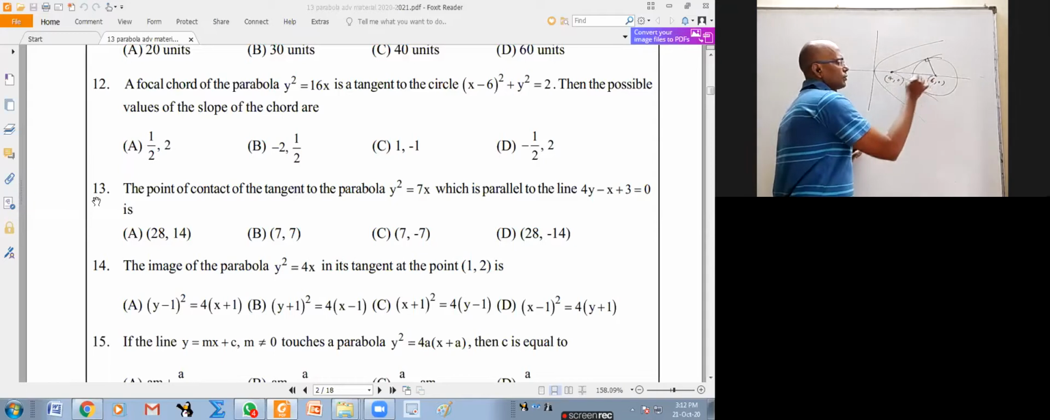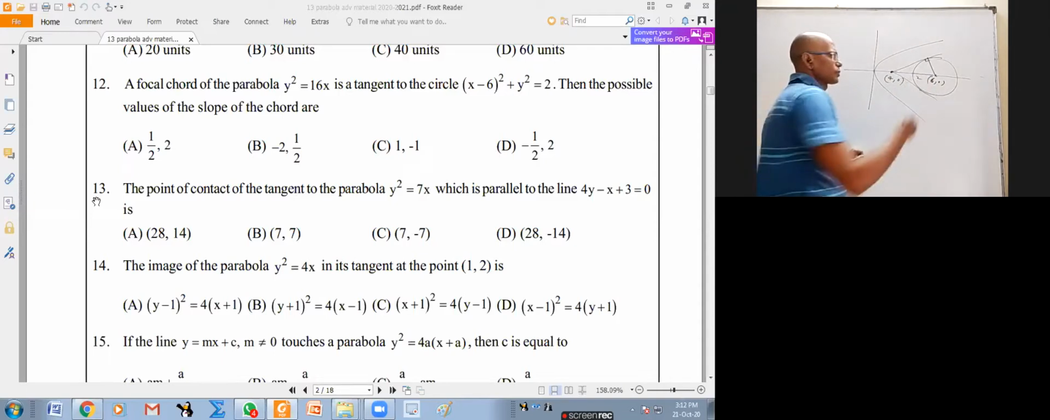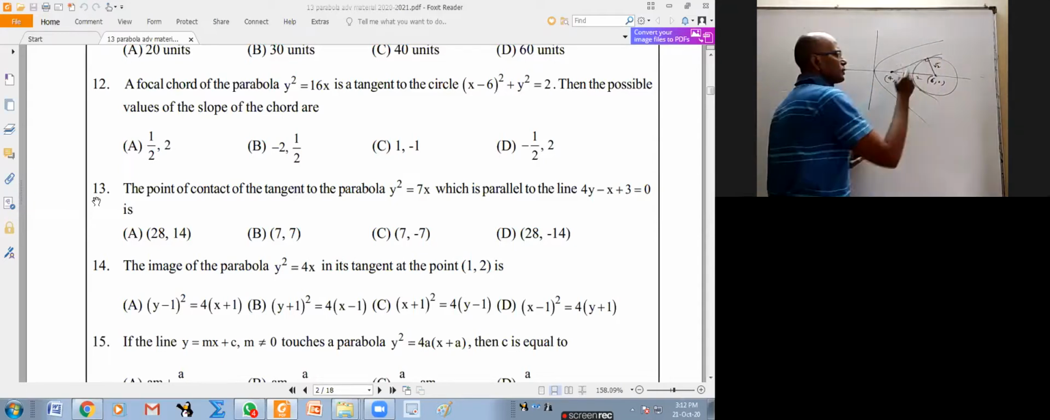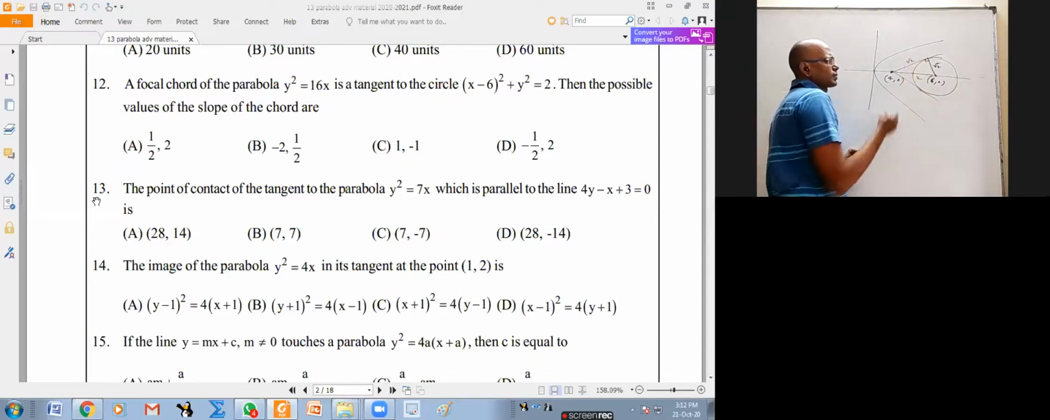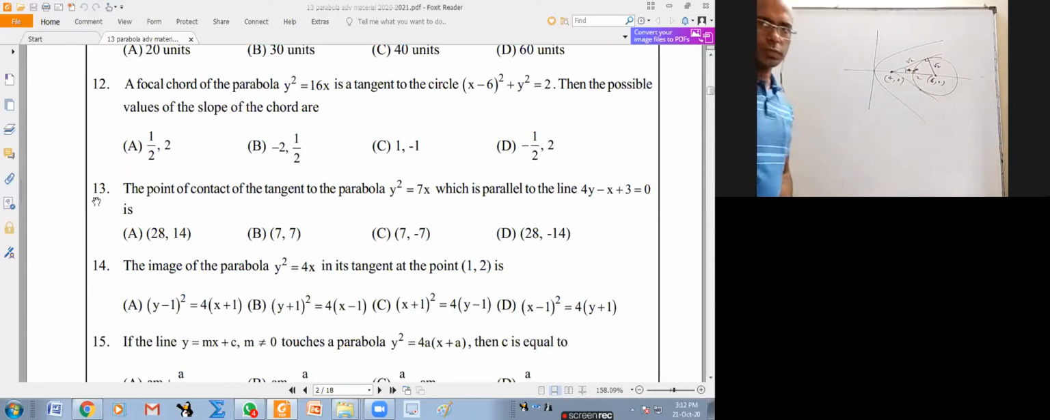This length is 2 units. And what's the radius? √2. This is 90, so this also should be √2. This is a right angle isosceles triangle, so this should be 45. Okay, so this slope should be 1, this slope should be -1, straight up.